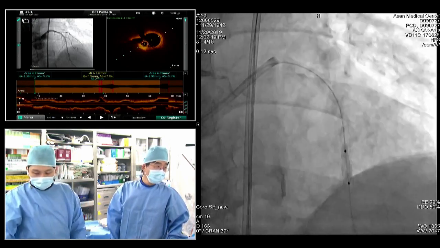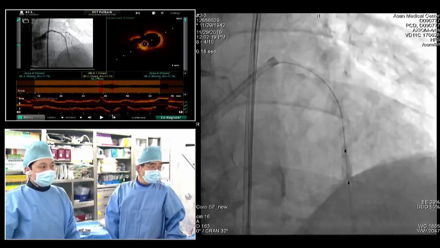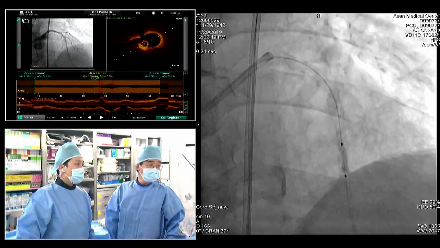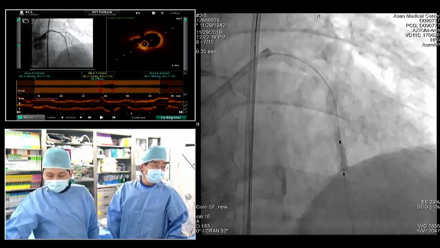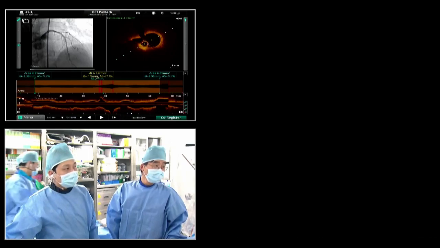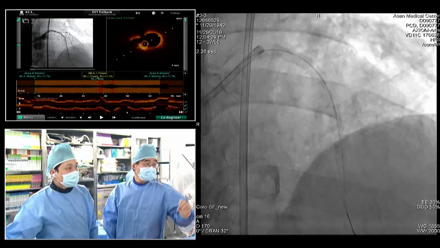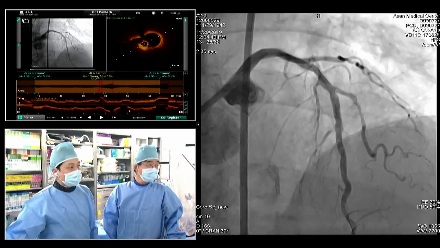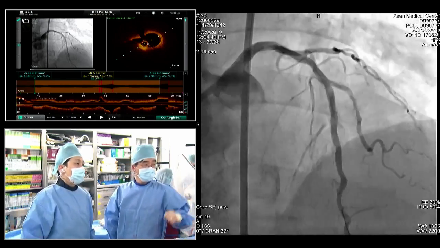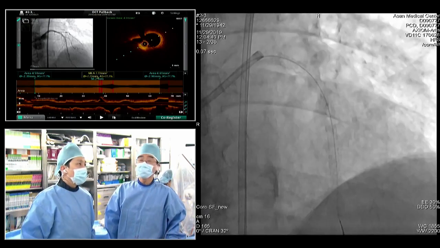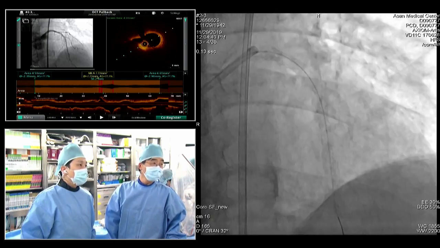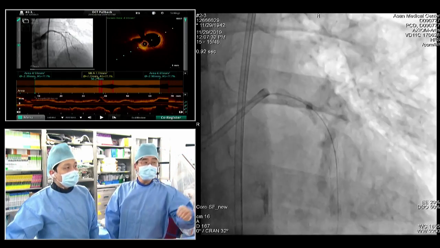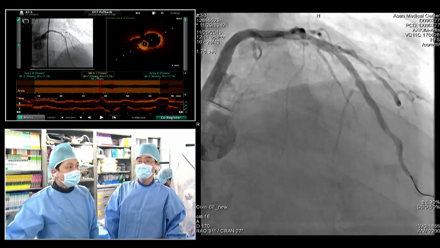The nominal pressure is 6, and this one is at 10. Next. Okay, let's see the result after the cutting balloon. I think this is a nice example of cutting balloon use, and then we do another OCT after the cutting balloon with a 3.0, up to 12 at the distal and 18 at the proximal.